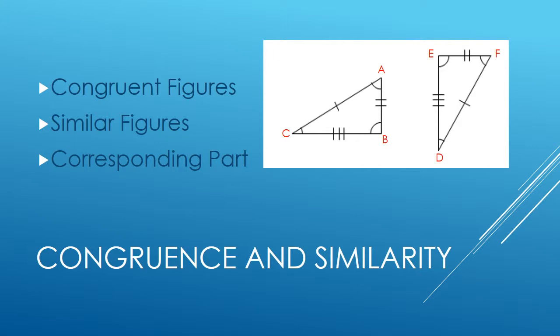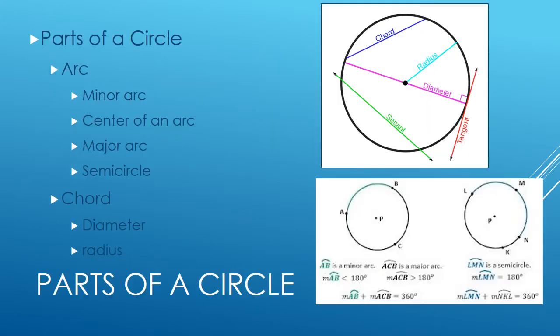The next thing is whenever we name these things or state that something is congruent to something else, we have to name them in an order that tells us what the corresponding parts are. So for example, A corresponds with F. So I can't name this triangle ABC and this DEF because they don't correspond. I have to call it triangle ABC is congruent to triangle FED.